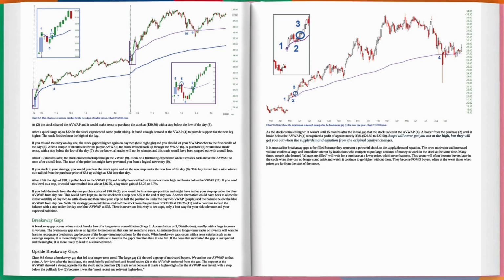Another alternative would have been to allow the initial volatility of day 2 to settle down and then raise your stop on half the position to under the day 2 VWAP, purple, and the balance below the blue AVWAP from day 1. With this strategy, you would have sold half the stock from the purchase of $30.30 at $36.25, 11, and to continue to hold the balance with a stop under the day 1 blue AVWAP at $35.